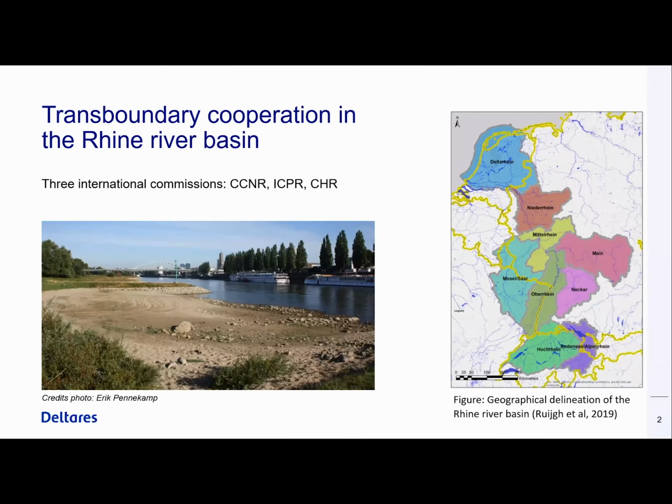The Rhine Basin, here on the right-hand side you see the different countries, is one of Europe's major transboundary river basins, and it covers about 185,000 square kilometers and is home to 60 million inhabitants. And almost one third of these people depend on drinking water production from this Rhine River. Furthermore, the Rhine is also a natural habitat for a diversity of plant life and many birds, fish, and other species, as well as, for example, navigation from the port of Rotterdam up to Germany. It's an important inland shipping corridor.